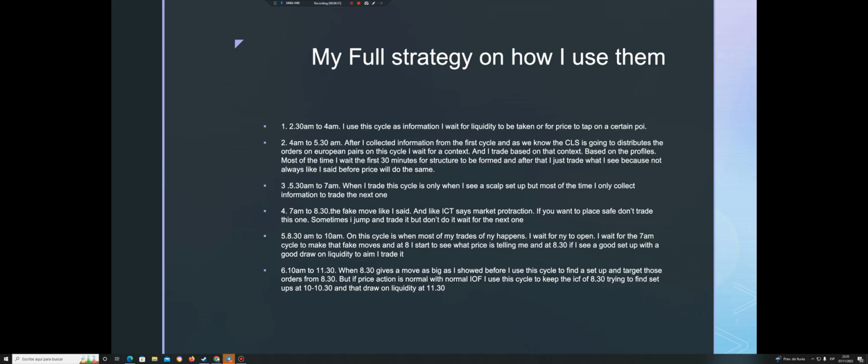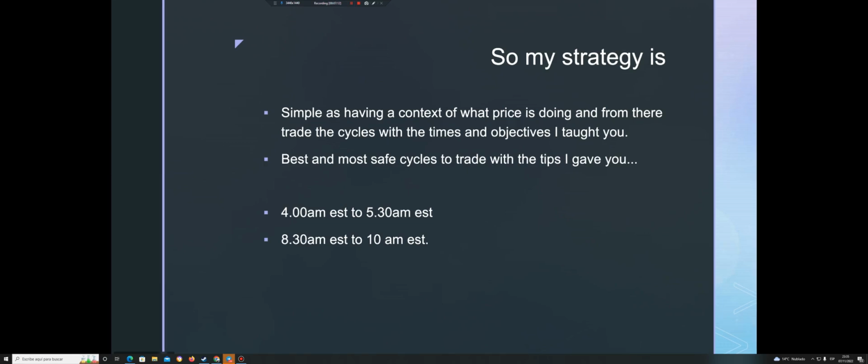So yeah, I'm not showing you charts now because I already showed you all of this on the charts. I'm now telling you how I use the cycles in my strategy. Basically my strategy is simple: having a context of what price is doing, and from there trading the cycles with the time, same objective I told you.